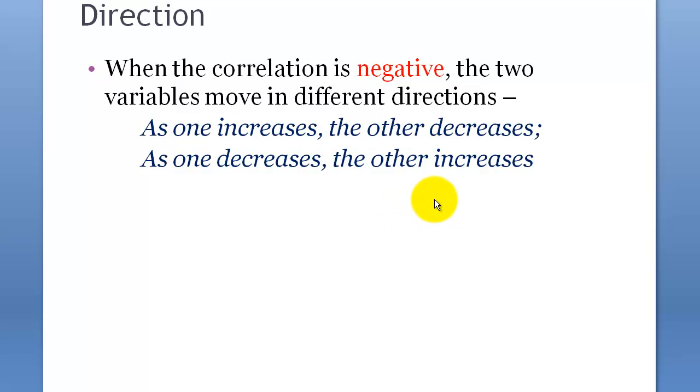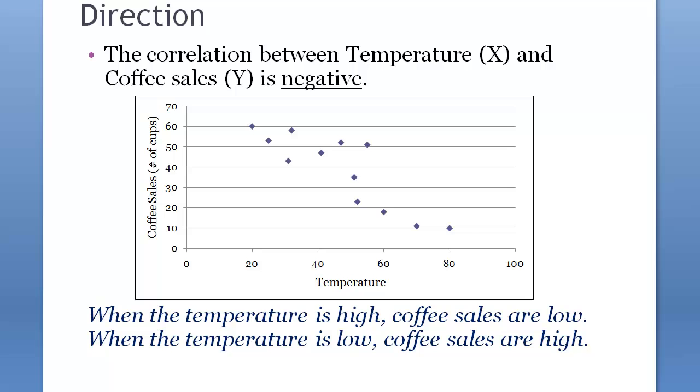Direction. And when the correlation is negative, the two variables move in different directions. As one increases, the other decreases. As one decreases, the other increases. There are a lot of examples of this kind of relationship in the real world. For example, when the temperature is high, coffee sales are low. When the temperature is low, coffee sales are high, something like that.